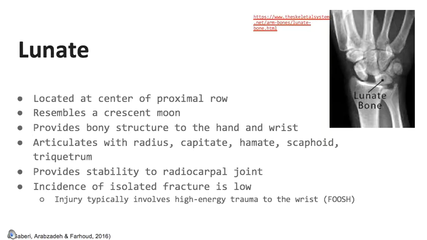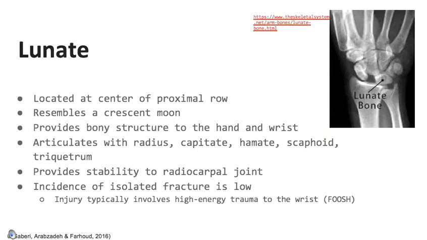The next bone in the proximal row is the lunate bone. This bone is located between the scaphoid and the triquetrum. The lunate resembles a crescent moon, hence its name. The proximal surface of the bone is smooth and convex, which articulates with the radius. The lateral surface is flat and narrow, with a crescent-like facet articulating with the scaphoid. The medial surface is smooth, articulating with the triquetrum. Distally, the lunate articulates with the capitate and hamate. The lunate provides bony structure to the hand and wrist and provides stability to the radial carpal joint.